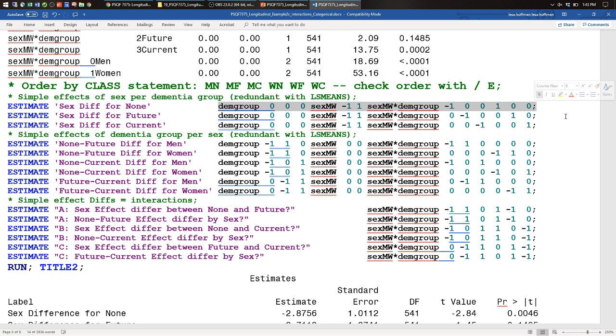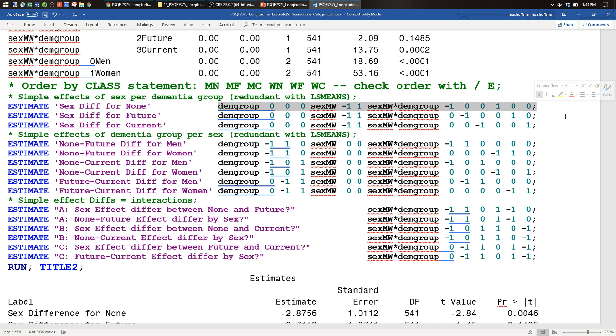I then assign that to whichever dementia group I want it for. In this case, this is for none. Moving over 1 digit would be for future. Moving over again is for current. If I want simple effects of dementia group, so this is none versus future, and I want it for men, I assign the -1 and 1 to whichever spot is for men. I have the order written right here for you to refer back to. Here's the same dementia group difference for women, and then none versus current for men, and so forth.